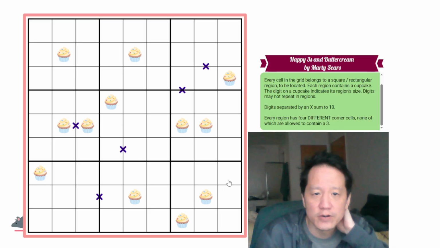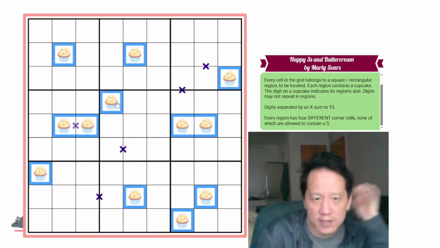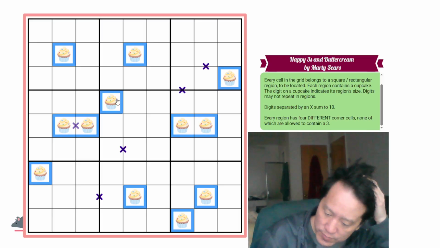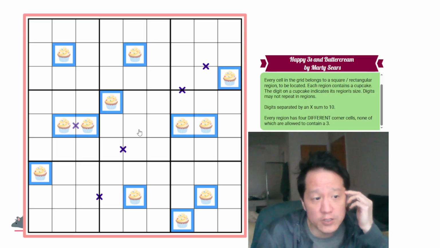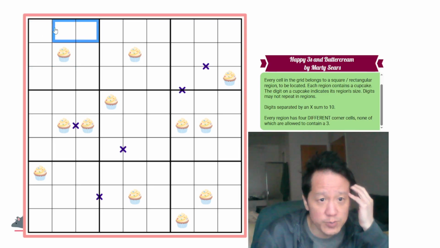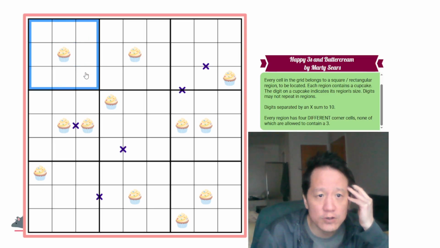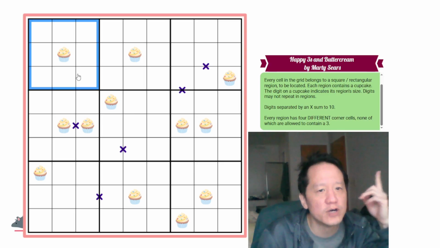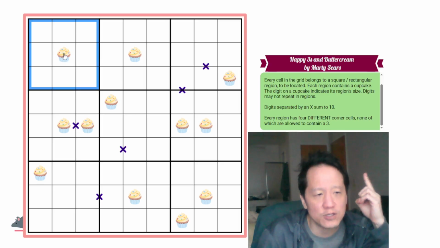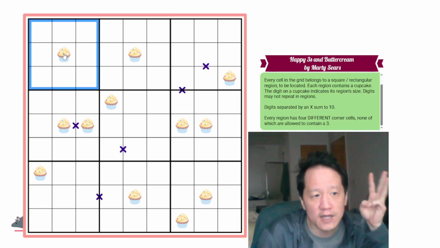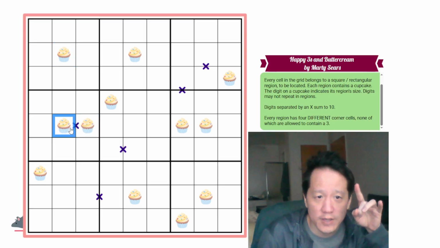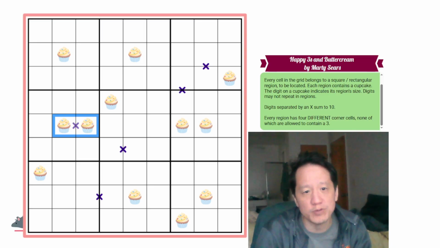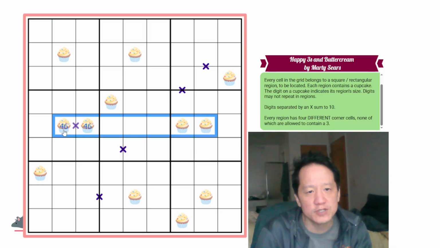Let's go. Okay, the first thing: that basically means every region is either a 2 by 2 space, a 2 by 3 space, a 2 by 4 space, or a 3 by 3 space. And the sizes must be either 4, 6, 8, or 9. Well, we have two cells here that add up to 10. The only possibility would be 4 and 6. So we have 4 and 6 here.